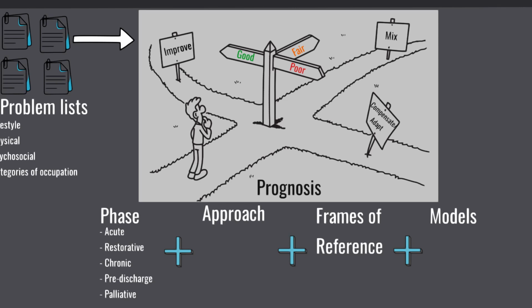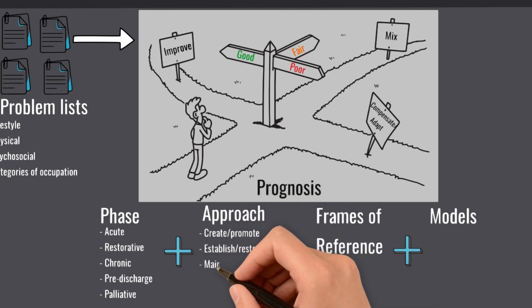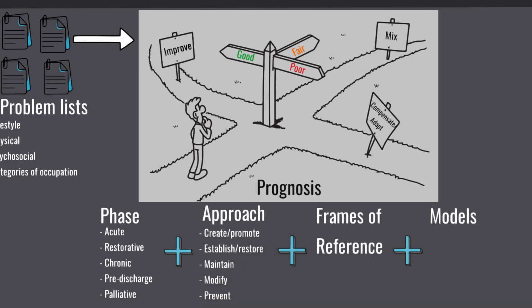Just important to note that you can select multiple approaches to use with one client. There are 5 approaches: create or promote, establish and restore, maintain, modify, and prevent. In third year, the client seen will mostly adopt a modify approach or establish restore approach. These approaches are then going to inform how we formulate the aims. For example, are we going to improve range of motion, or are we going to maintain range of motion?